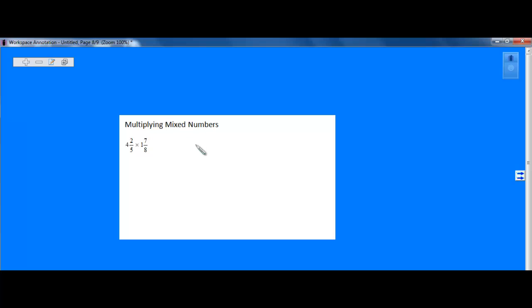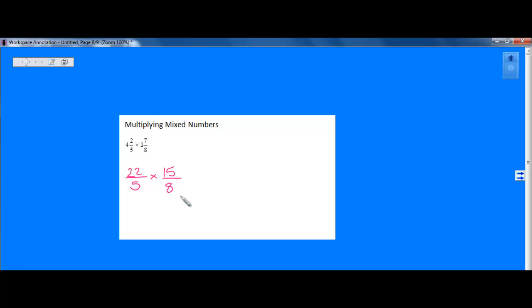Looking at multiplying mixed numbers, I need to change my mixed number into an improper fraction before I can multiply. In order to do this, I take my denominator times my whole number plus my numerator. So in this case, I'll take 5 times 4, which is 20, plus 2 is 22. So I'm going to rewrite this as 22/5 times 8 times 1 is 8, plus 7 is 15, so 15/8.